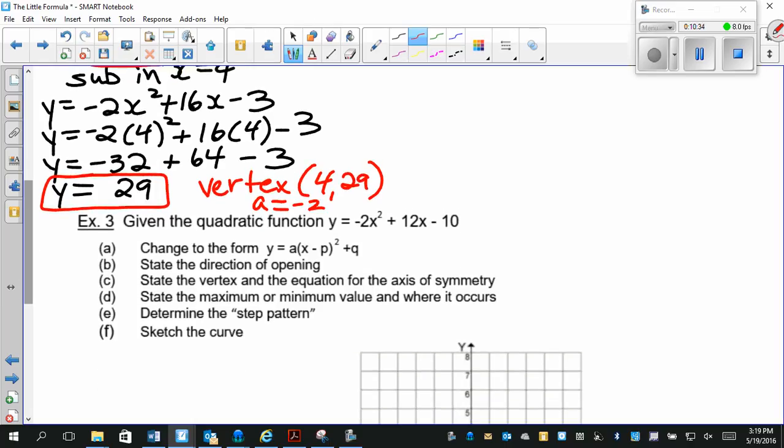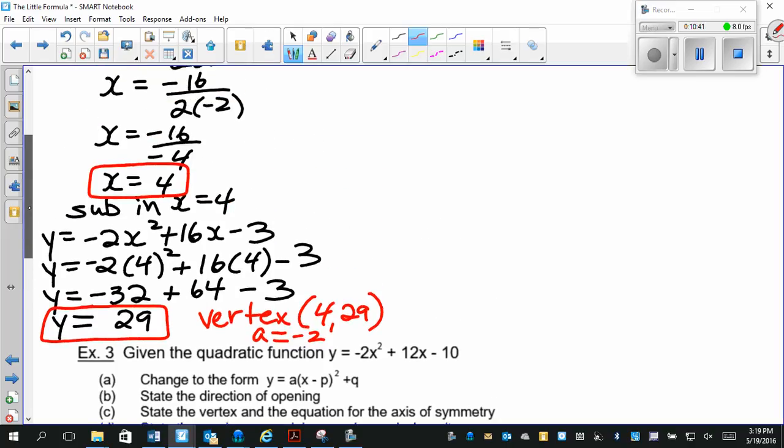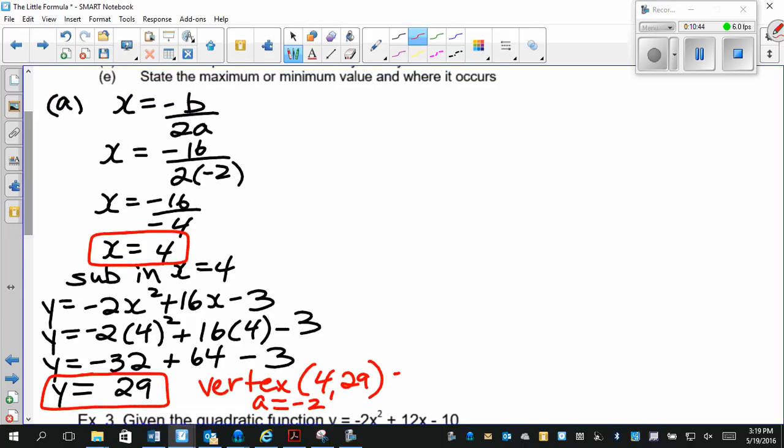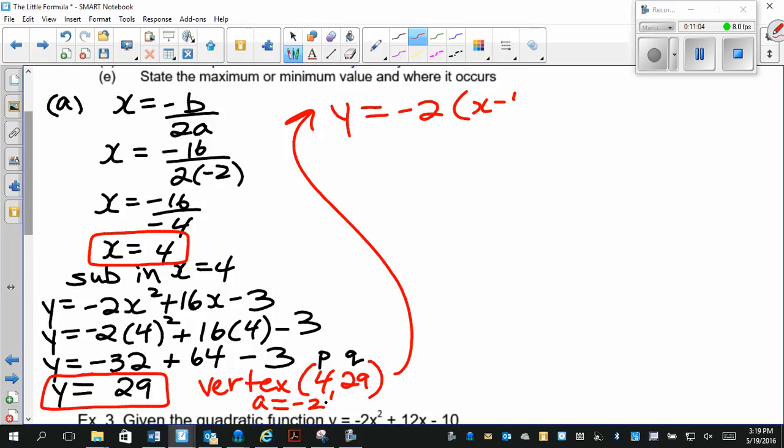All right, so take that information up top, see if we can use that to write. Now we want to write the equation in vertex form. So y equals, remember that's our P, our Q, and our A. So y equals -2 times (x minus 4) squared, just going to make that a little clearer, and then plus 29.